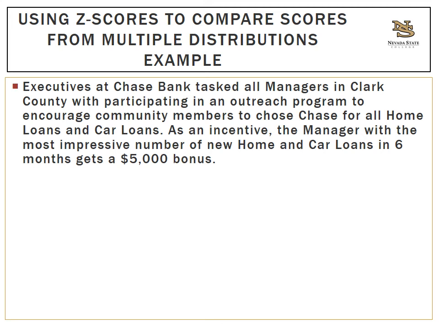Executives at Chase Bank tasked all managers in Clark County with participating in an outreach program to encourage community members to choose Chase for all home loans and car loans. So they're getting out in the community, trying to get people to get their loans with Chase. As an incentive to get the managers to participate, the manager with the most impressive number of new home and car loans in 6 months gets a $5,000 bonus.